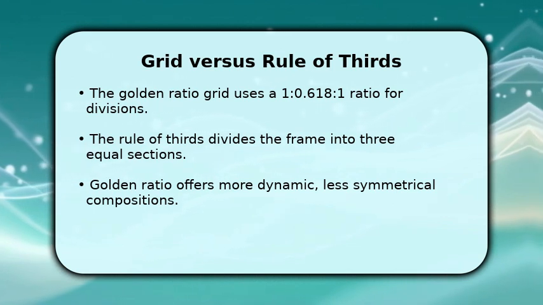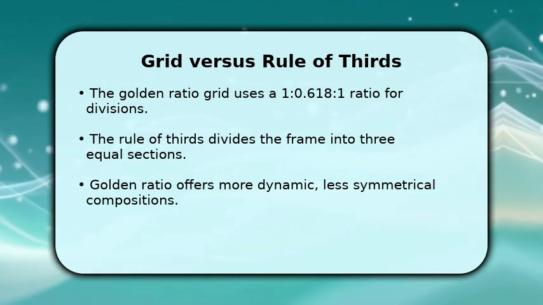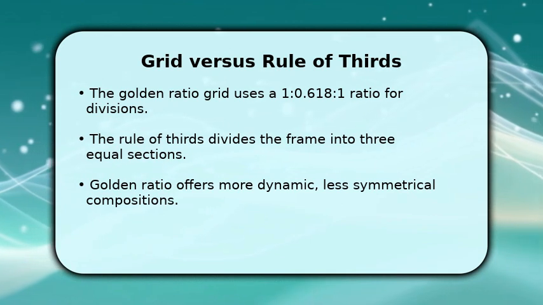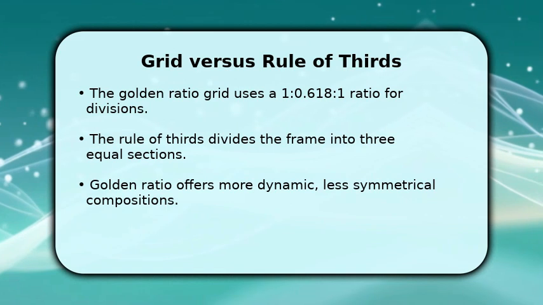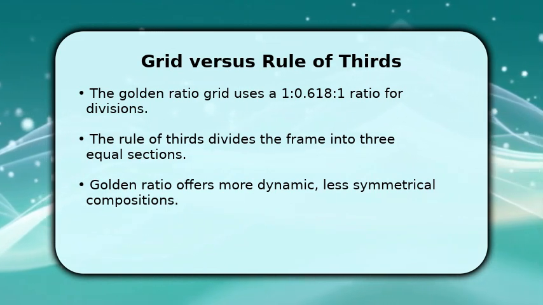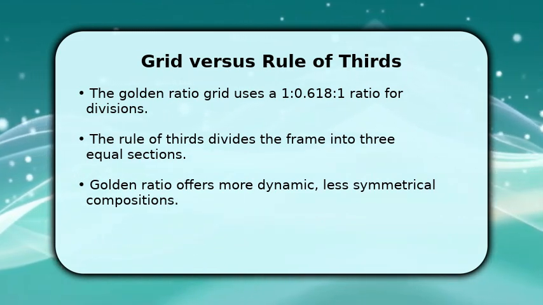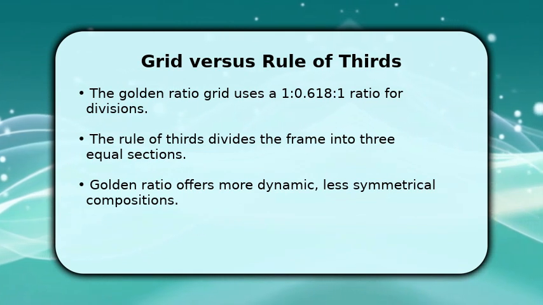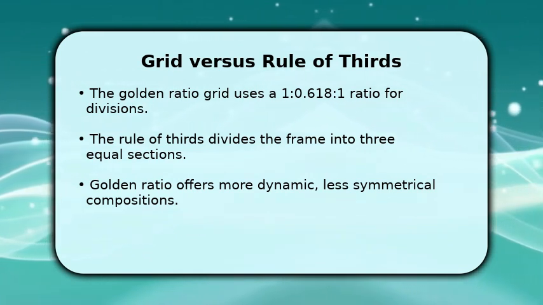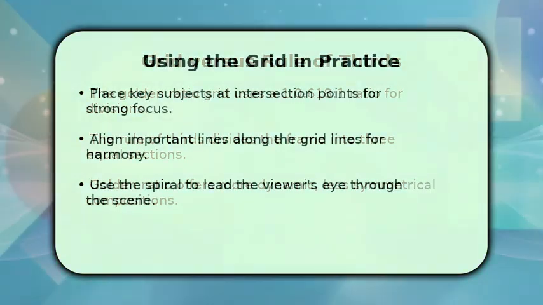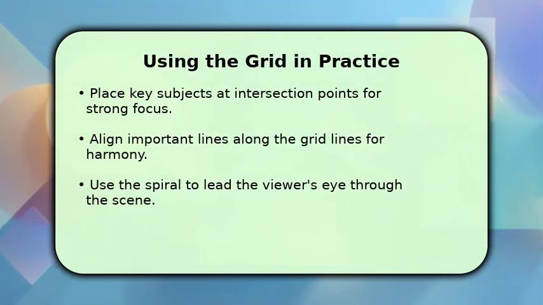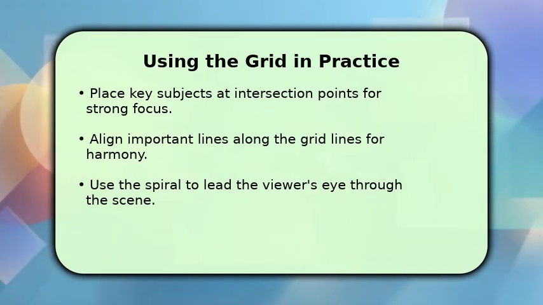The rule of thirds divides your frame into 3 equal sections, both horizontally and vertically. In contrast, the golden ratio grid uses a ratio of 1 to 0.618 to 1 for its divisions. This subtle difference often leads to more dynamic and less symmetrical compositions, guiding the eye through the image in a unique way. To effectively use the golden ratio grid, imagine it overlaid on your scene.